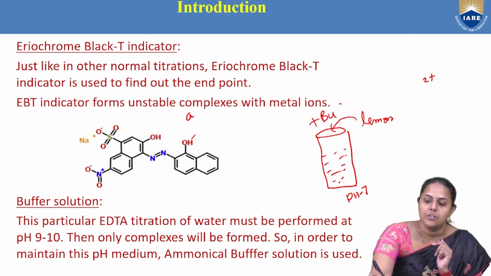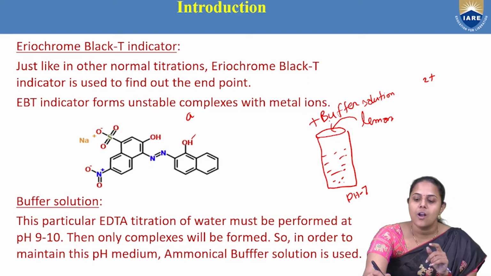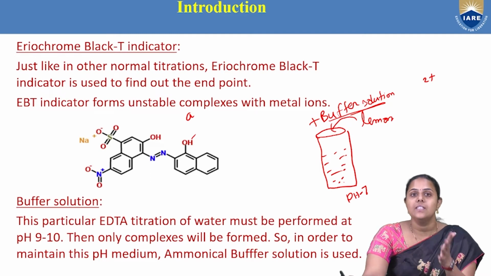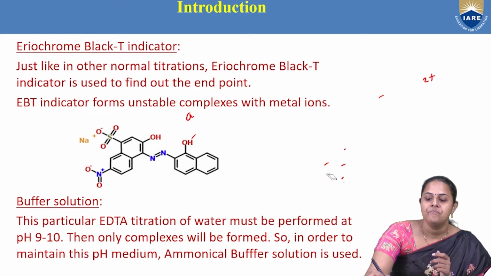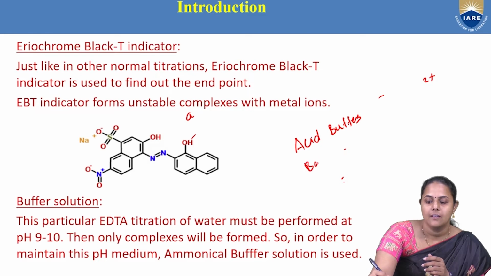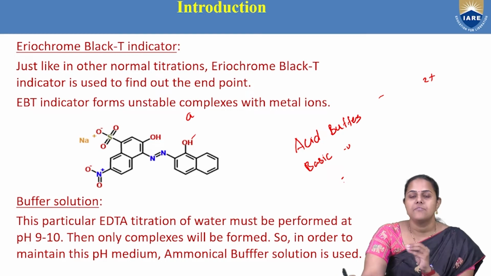If I add buffer solution to this water, even after adding lemon, the pH will not change. That is called a buffer solution. A buffer solution is one that does not allow the pH to change even after adding some other reagents. These buffer solutions are of two types, namely acidic buffers and basic buffers.